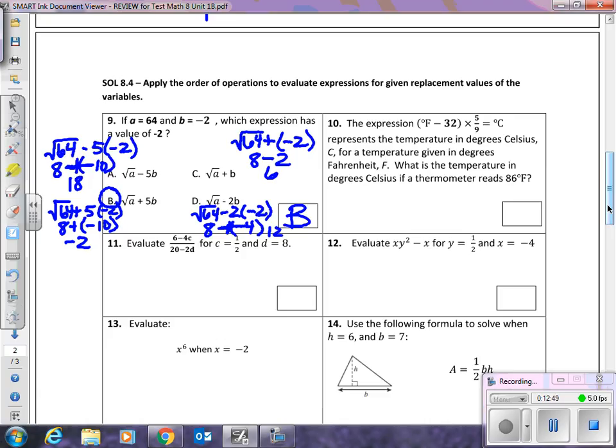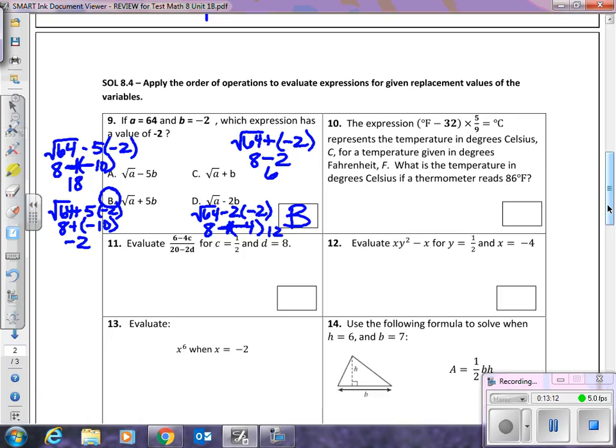Right? When you get over to problems like number 10, you have a formula. And again, you're just replacing a value with a number that's already given in this problem. So this is the formula to convert Fahrenheit degrees to Celsius degrees. Right? And you may have seen this before in your science classrooms, but this is where it shows up in math, as the actual math component of it. Right? So if you read through it, it tells you what this represents. And we want to know what is the temperature in Celsius if a thermometer is reading 86.